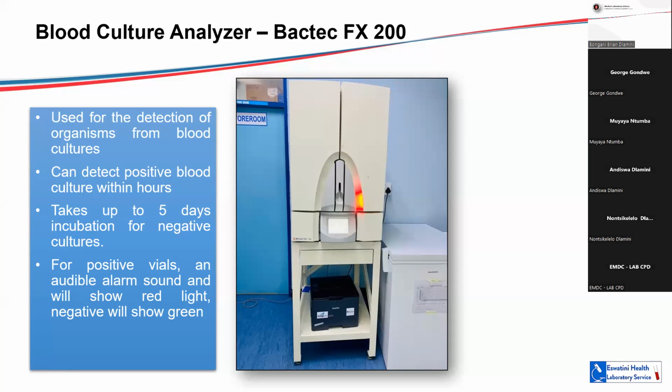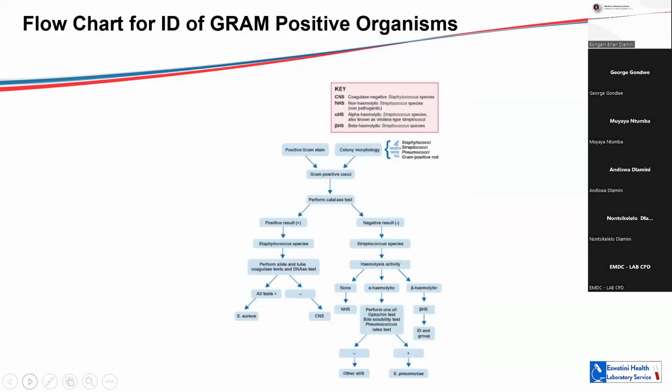So here I've just put in a flow chart for identifying gram-positive organisms using biochemical tests. For example, you do your gram stain and you see you have gram-positive cocci, then you perform your catalase. If it's positive, you are going to do your coagulase or DNase, and you'll confirm your organism. If it's negative, you also do further testing depending on what you find.